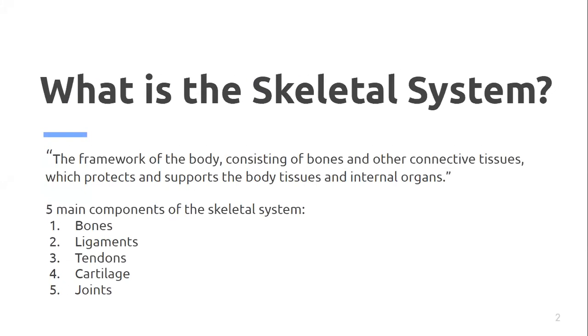Basically, the skeletal system is the framework of the body, and it consists of your bones and the other connective tissues that are attached to your bones, and it protects and supports all your body tissues and your internal organs. And there's five main components of the skeletal system. There's bones, and then you've got your ligaments, tendons, and cartilage, which are the connective tissues, and we have your joints.